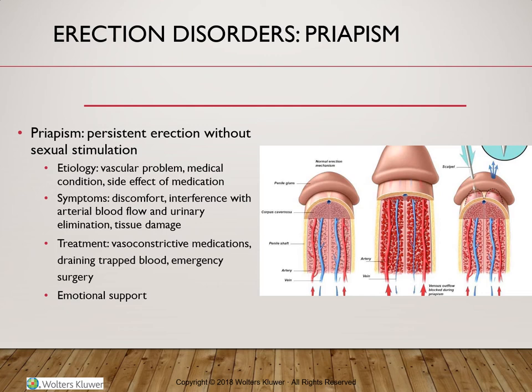In terms of treatments, what we can administer is a vasoconstrictive medication such as terbutaline or phenylephrine, the neosinephrine. So in erectile dysfunction we were prescribing vasodilators to increase the blood flow. In the priapism case, we are administering vasoconstrictive medication to allow the blood to flow out of the penis. There are some surgical procedures that we can do, and you can see depicted in the picture one of them, where we are draining the trapped blood by placing a needle in the side of the penis.